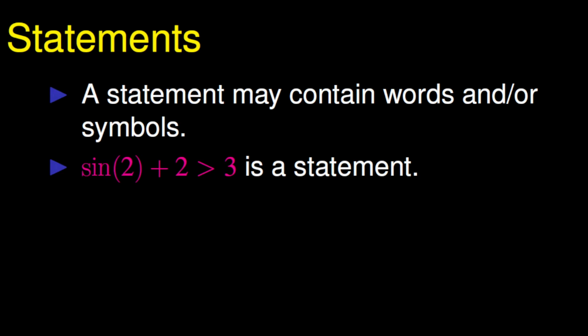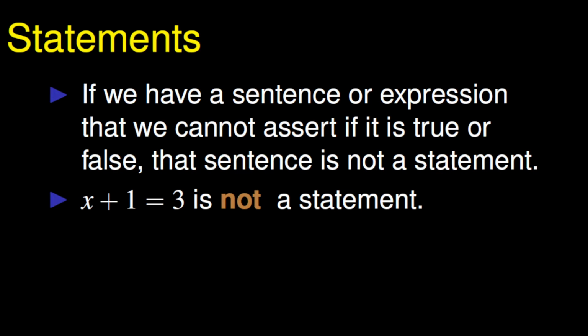This is because one can compute the value of the left-hand side of the inequality and check if that value is greater than 3. In this case, the sine of 2 plus 2 is roughly 2.9. Therefore, this statement is false. If we have a sentence or expression that we cannot assert is true or false, that sentence is not a statement. For instance, the expression x plus 1 equals 3 is not a statement, because the veracity of the expression depends on the value of the variable x.